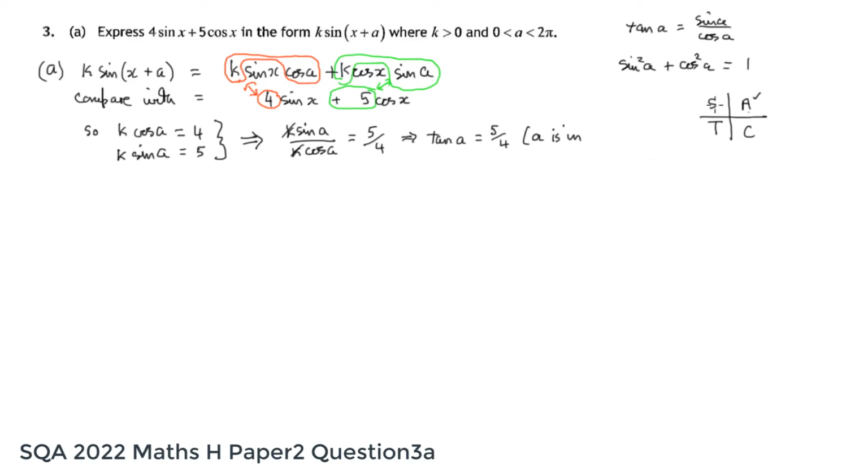The sine's positive in the second quadrant, but cosine's negative. The cosine's positive in the fourth, but sine is negative. So A must only be in the first quadrant. That's the only possibility.